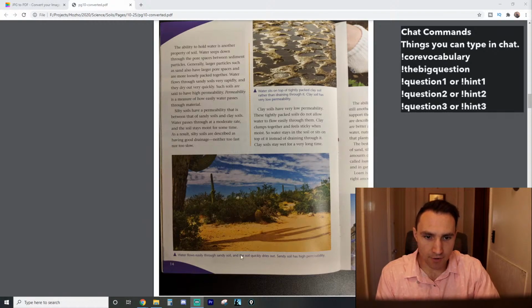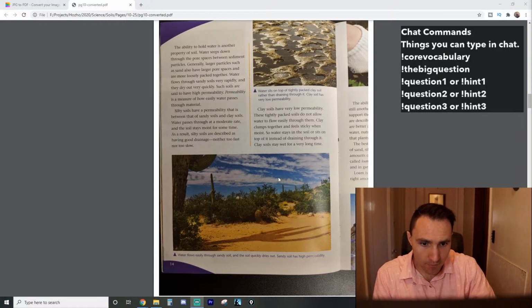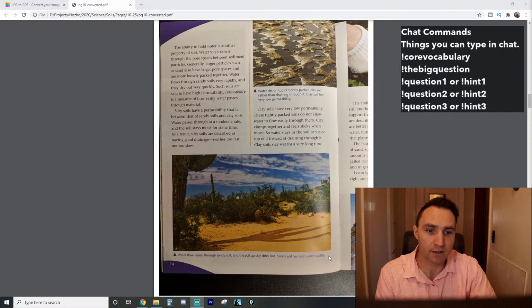Okay, let's reference this photo really quick and read the caption below it. It says, water flows easily through sandy soil and the soil quickly dries up. Sandy soil has high permeability. What kind of soil do you think that we live around in this high desert? Do you think it's clay soils, sandy soils, or silty soils? All right, that's just a question I just really thought of, so there's no hint. Let's see what you guys say. What kind of soil do you think we live around in high desert?